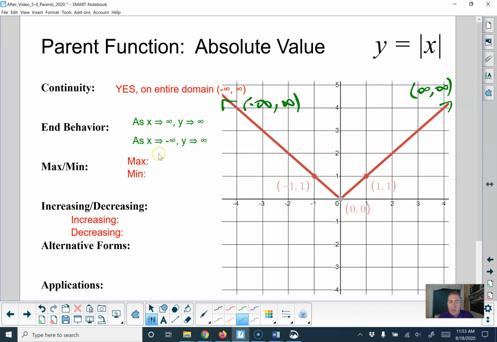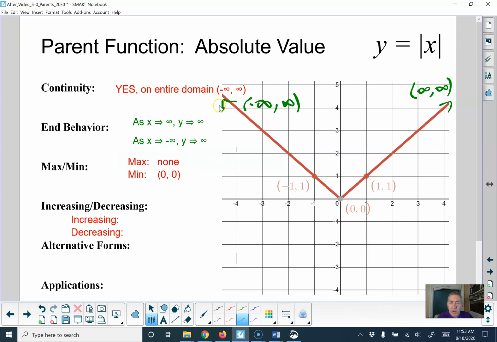Looking at the graph, you can see it does not have a maximum. It just keeps on going up forever and ever. It does, however, have a minimum at its vertex, (0, 0). So no maximum, but it does have a minimum at (0, 0).